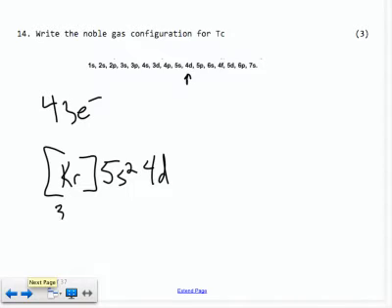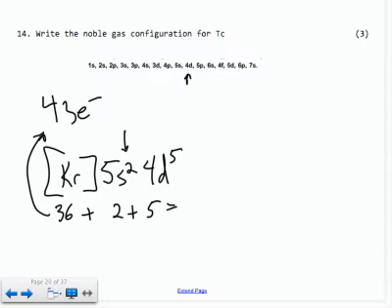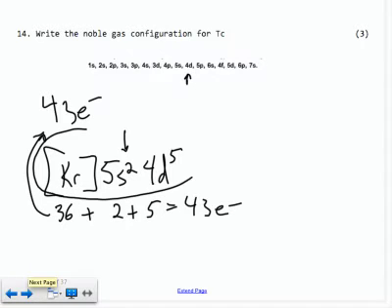Well, krypton is element number 36, and I need to get from 36 to 43. So 36 here plus the 2 from 5s means I'm at 38, so I only need 5 more electrons to get to 43. Okay, 36 plus 2 plus 5 equals 43 electrons. So that's the right number. This is the noble gas configuration: krypton, 5s2, 4d5.